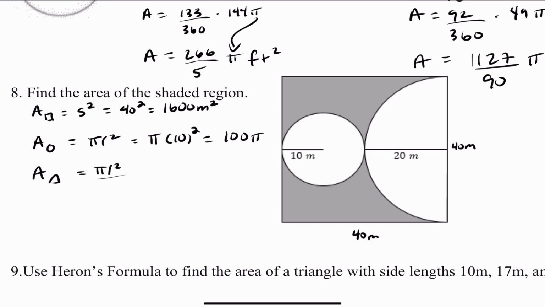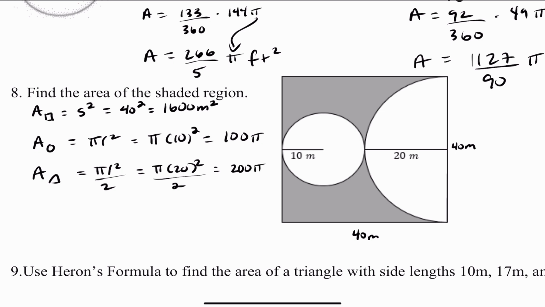And the area of the semicircle: the area of a circle is pi r squared, but we have half of a circle, so you need to divide this by 2. So that's going to equal pi times 20 squared all over 2. So it's 400 pi divided by 2, and we can simplify that to 200 pi.